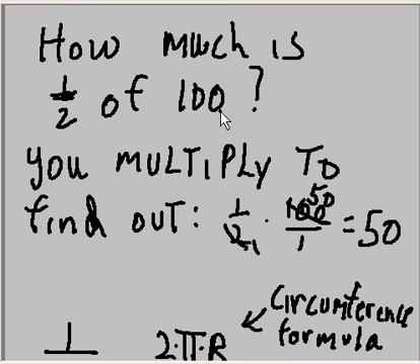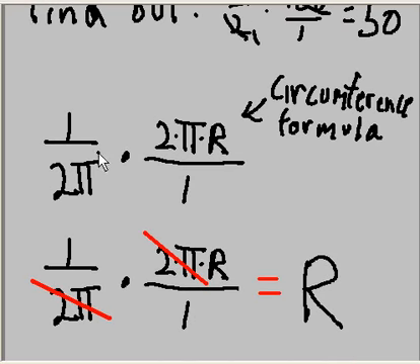How much is 1/2 of 100? Well, you multiply to find out. 1/2 times 100, 2 becomes a 1, 100 becomes 50, and that gives you 50. You multiply to find out. Now, how much of the whole circumference does the 1 over 2 pi represent?